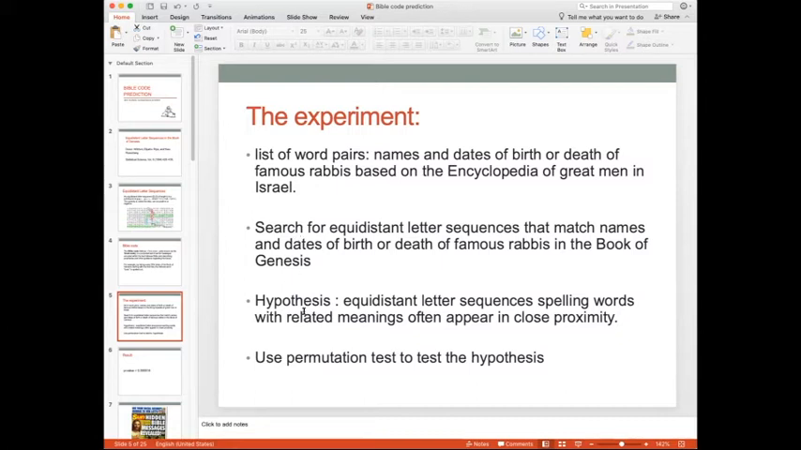Their hypothesis is that equidistant letter sequences spelling words with related meanings often appear in close proximity. That means the name of the rabbi and the birthday or death day of the rabbi should be relatively close to each other in a page or so in the book of Genesis. Although they don't show exactly what it is, they show it in the format of these equidistant letter sequences. They want to test this hypothesis, and they use permutation tests to do so.